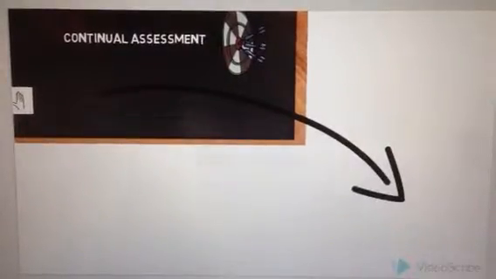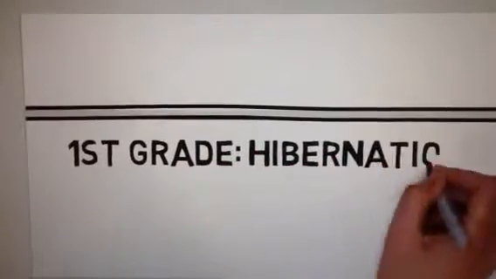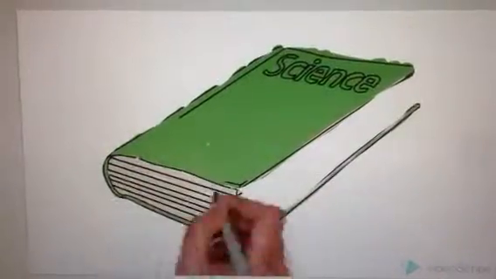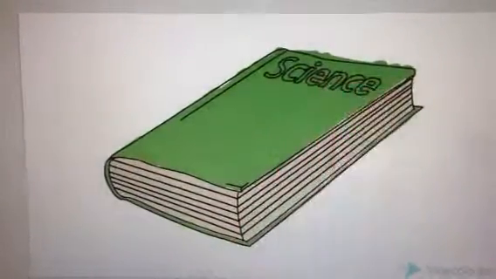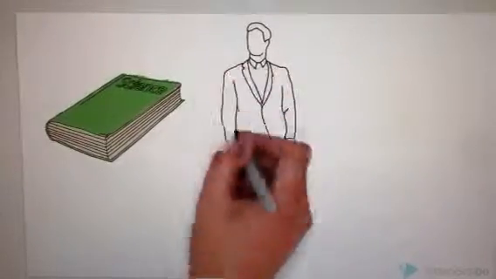Let's look at an example. In Mr. Carter's first grade class, the students are learning about hibernation. Mr. Carter reads a book about hibernation to the students and then discusses what the students have learned. Mr. Carter then has the students do a science experiment where he wants the students to understand why bears eat so much before they hibernate.